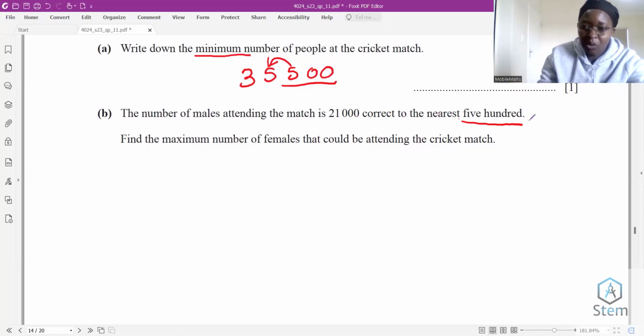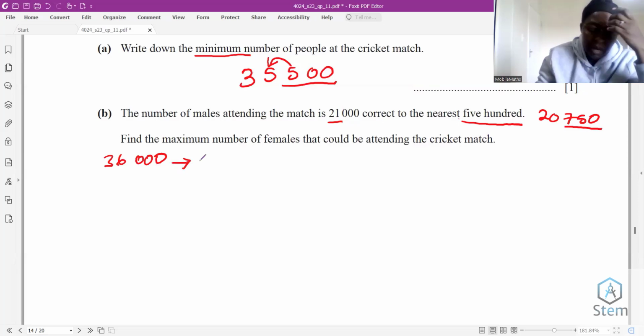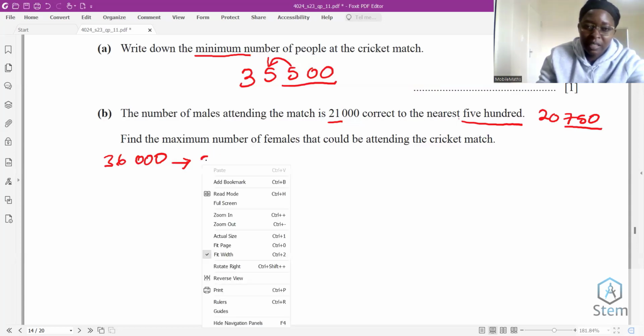So you find out the number that we can have is 20,750. You can round off this whole number to the nearest 500 and you get 21,000 there. Then they say find the maximum number of females that could be attending the cricket. So from our 36,000, we should also find the maximum number that we can round off to 36,000.